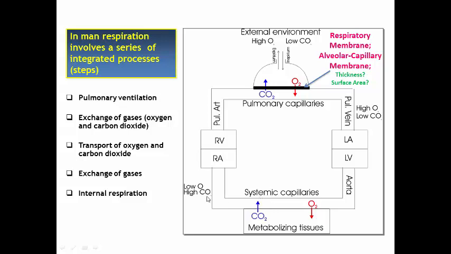So this blood, which is low in oxygen and high in carbon dioxide, is transported to the right side of the heart, then from the right side of the heart again to the lungs for reoxygenation. The last stage of respiration in man is internal respiration, and this takes place within the cells of the body themselves. Where in the cells? Within the mitochondria, as you all know.